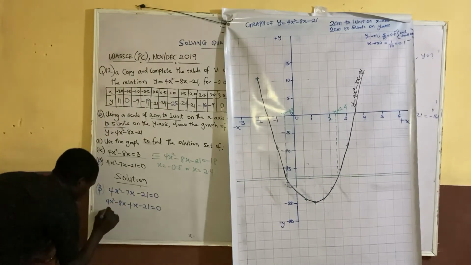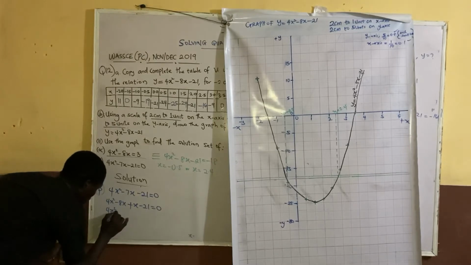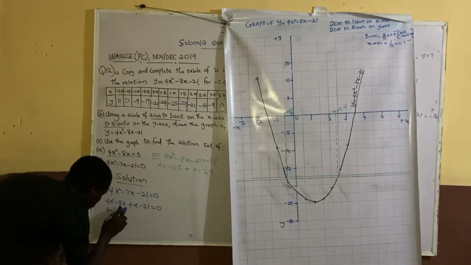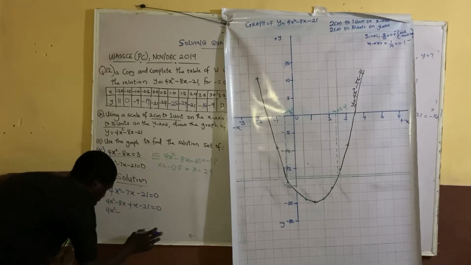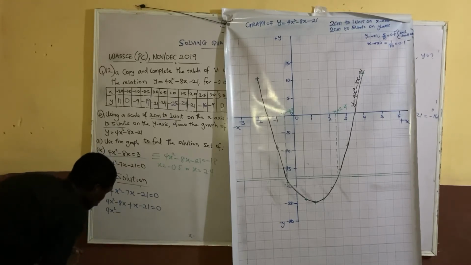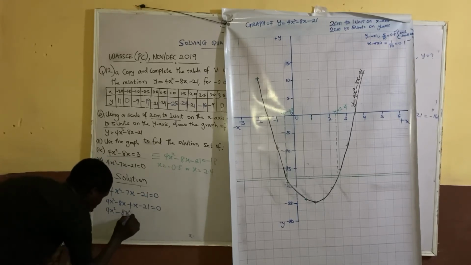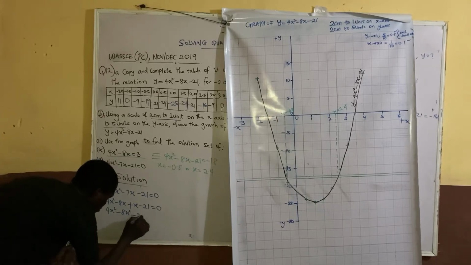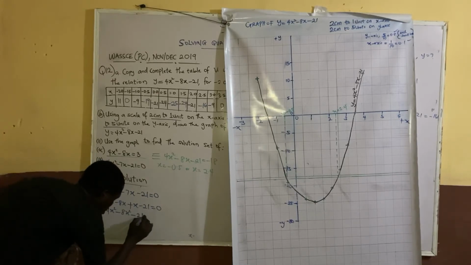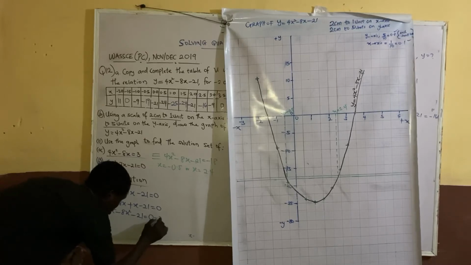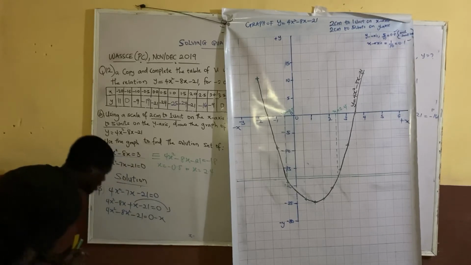So this one is 4x squared minus 8x, and this one becomes minus 7x, so it means that we are going to transfer the x to the other side. So we have 4x squared minus 8x minus 21 equal to 0 minus x. Take this x now to the other side.